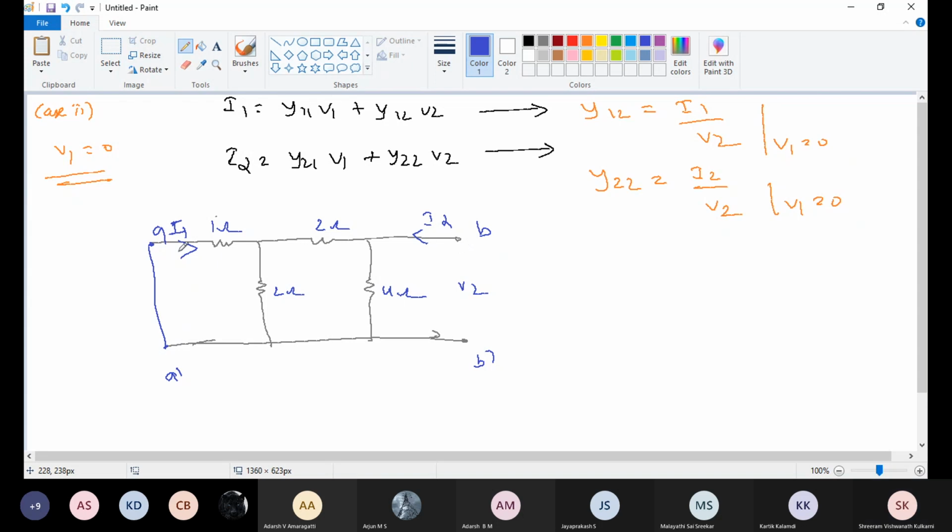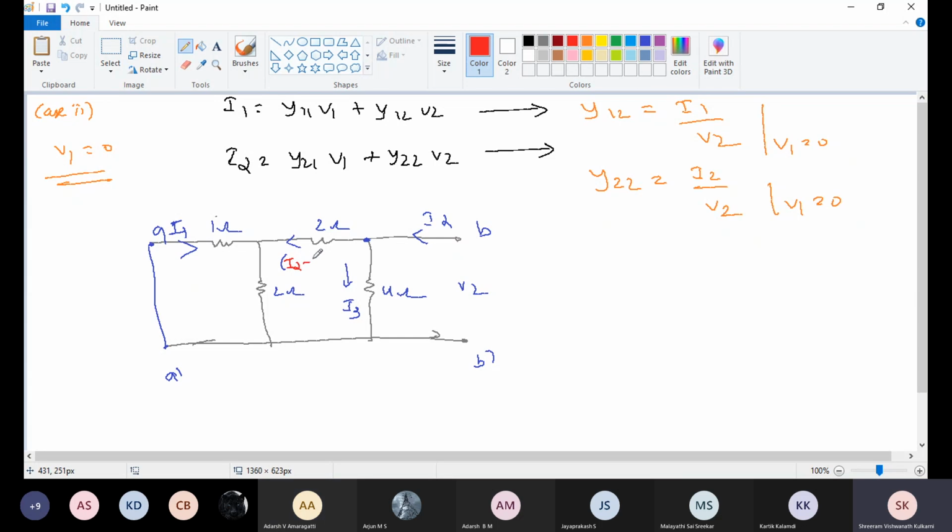Here, if current I2 enters this point, what will happen? It will divide into 2. So I am just marking this current as I3. Okay, at this point I am marking this current as I3. If I3 flows through this 4 ohm, now I can write I2 minus I3 in the other branch.